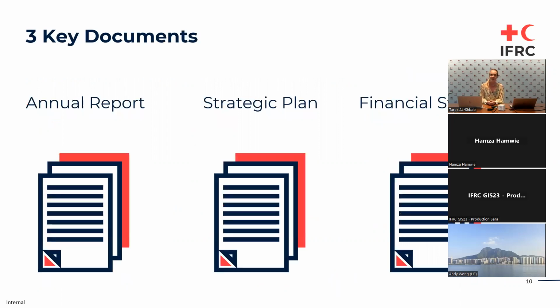In addition to this data, we also ask each national society to provide 3 essential documents: an annual report, a strategic plan, and financial statements, so an audited and unaudited financial statement.